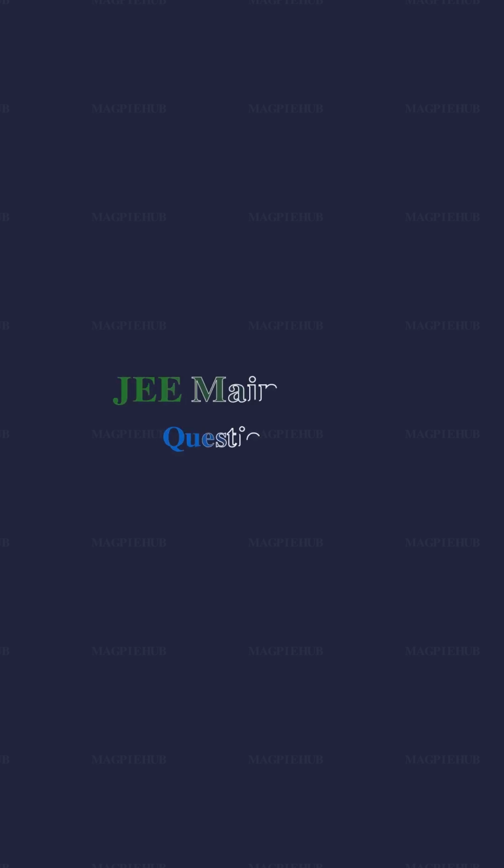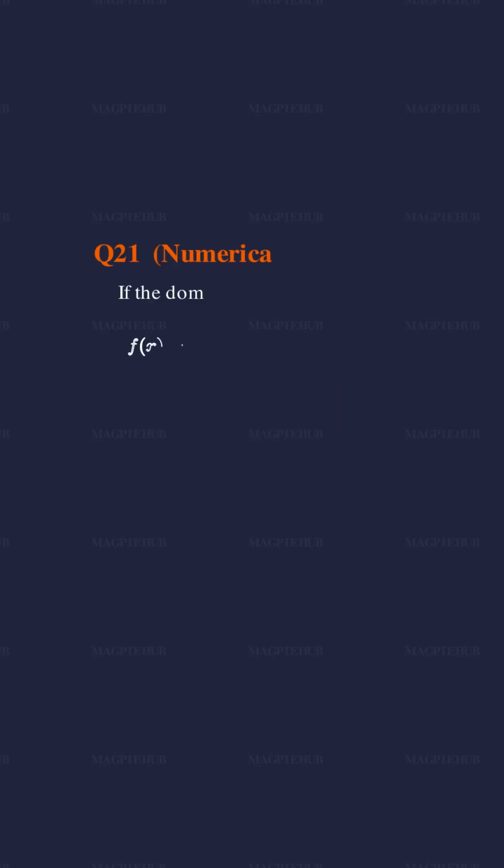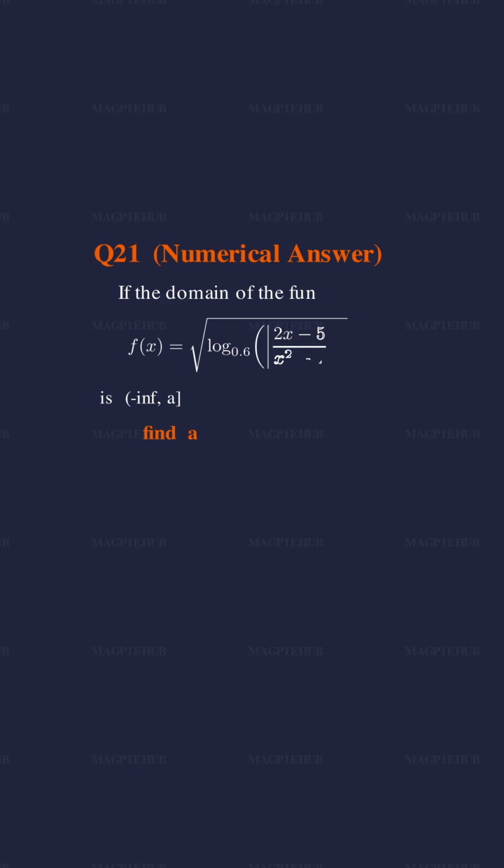JEE Main 2026, Question 21. Domain of functions. Here is the question. If the domain of the function f of x equals the square root of log base 0.6 of the absolute value of (2x minus 5) over (x squared minus 4) is given as the union of intervals minus infinity to a, the singleton b, c to d, and e to infinity, then find the value of a plus b plus c plus d plus e.